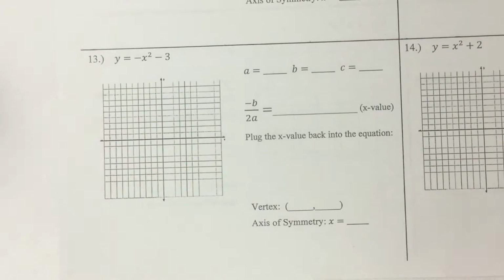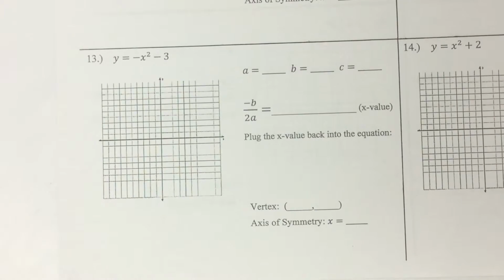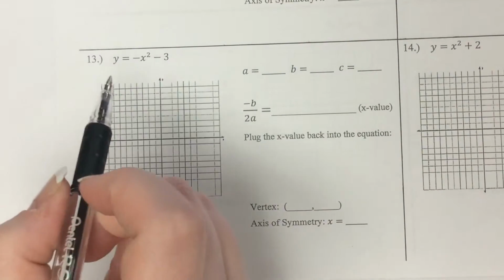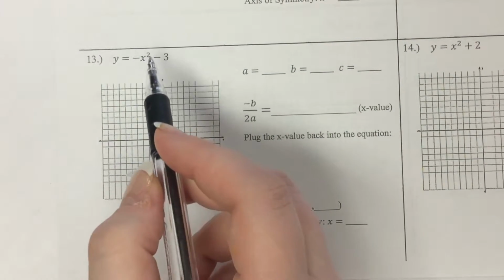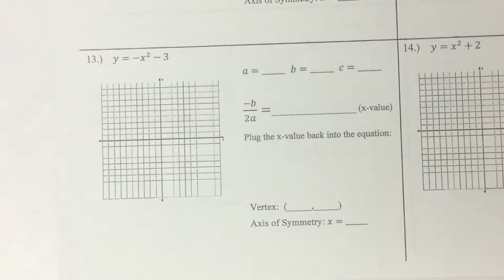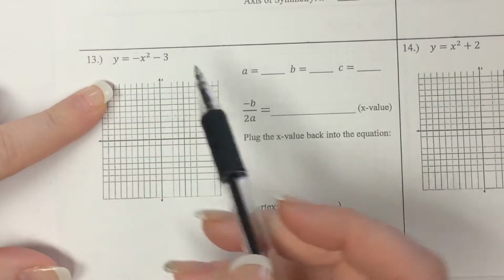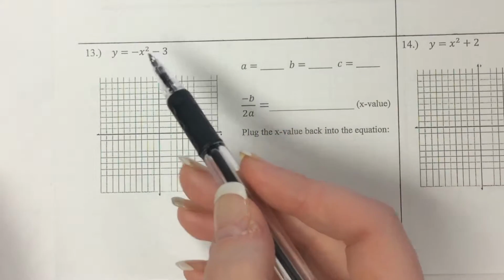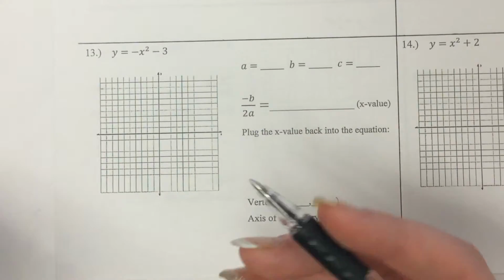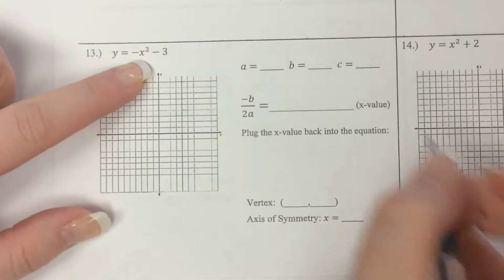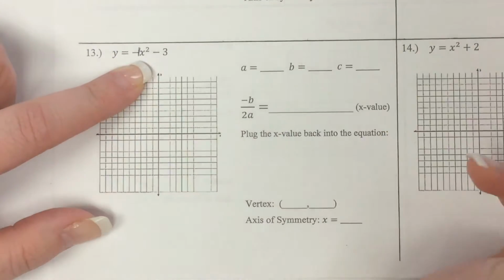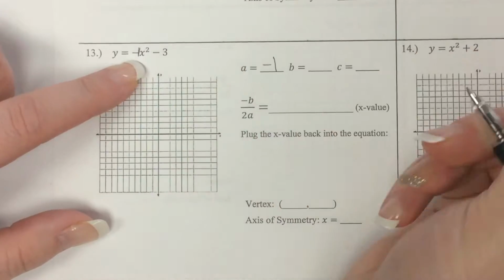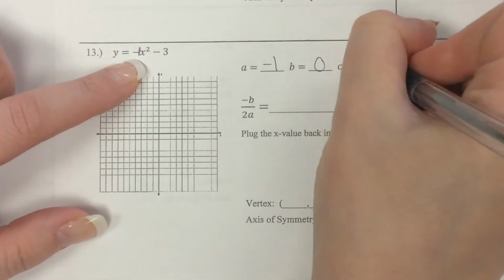So here is 13. All right, so let's see, our equation is negative x squared minus 3. There is no middle term. There's no b here because we don't have an x. Remember, your a goes with the x squared, b goes with x, but we don't see an x, and then c would just be your constant. Basically, a constant is a number that is not attached to a variable. So let's fill this stuff in. A is going to be a negative 1. There is a 1 here. Don't forget about that. So a is negative 1, b is 0, and c is negative 3.